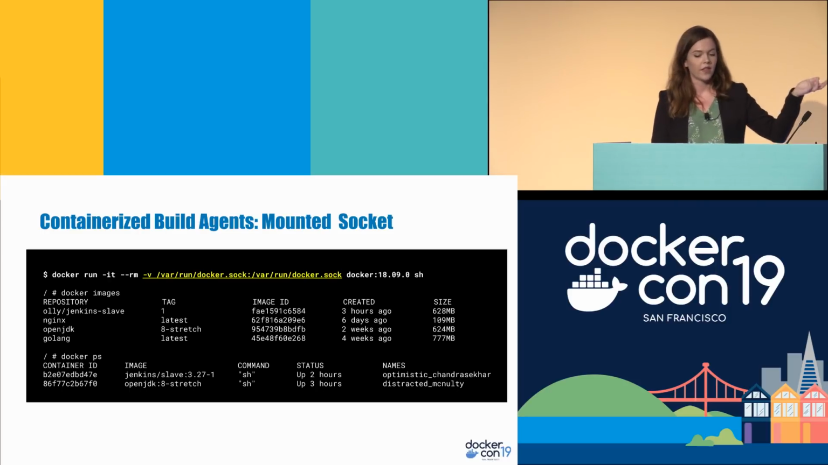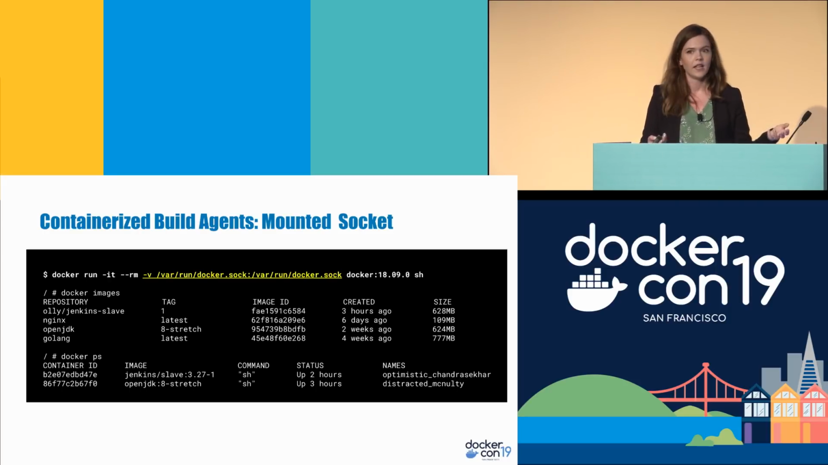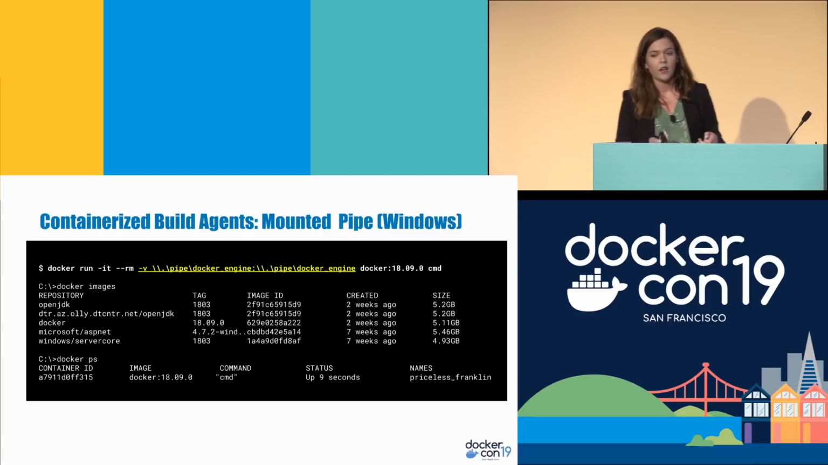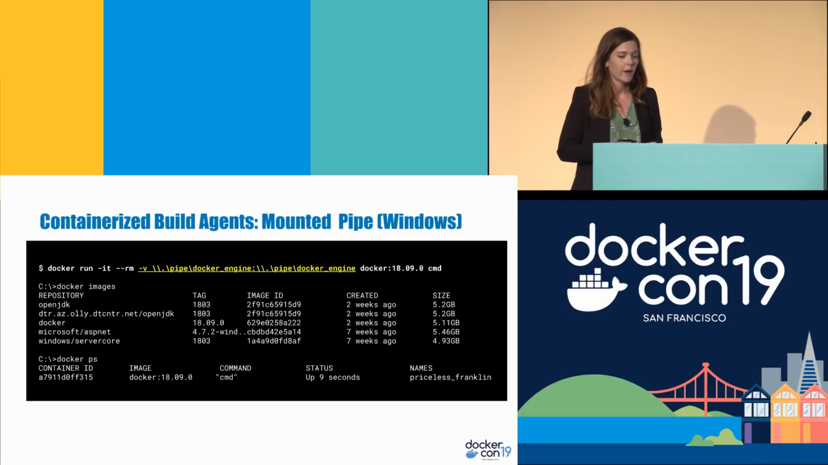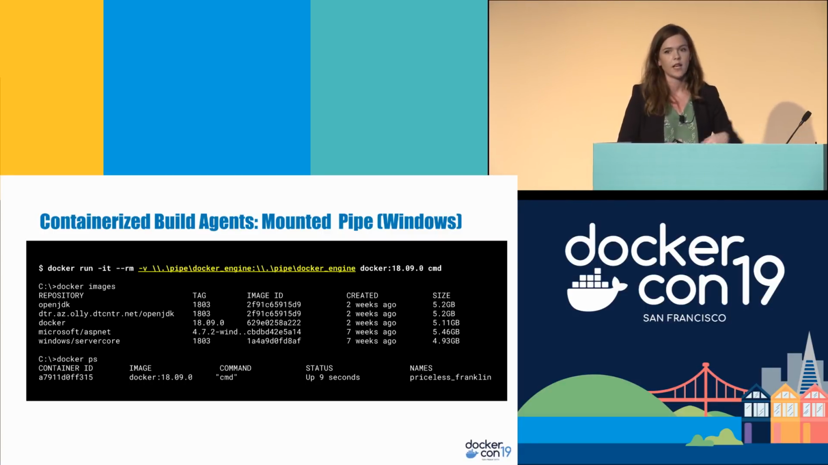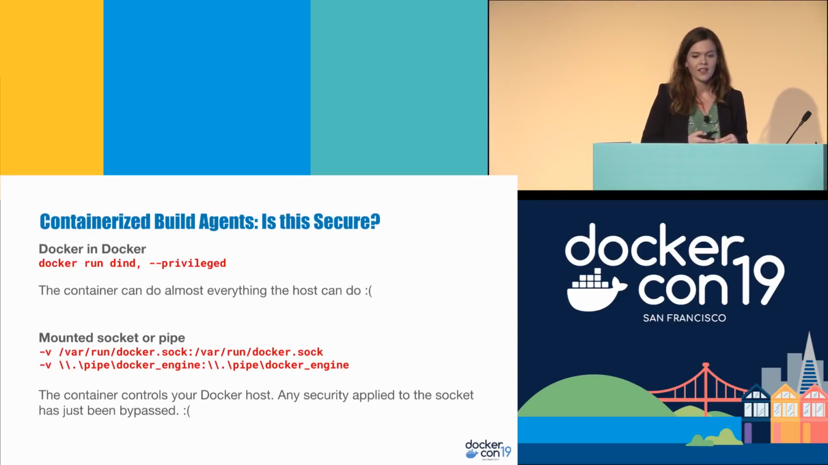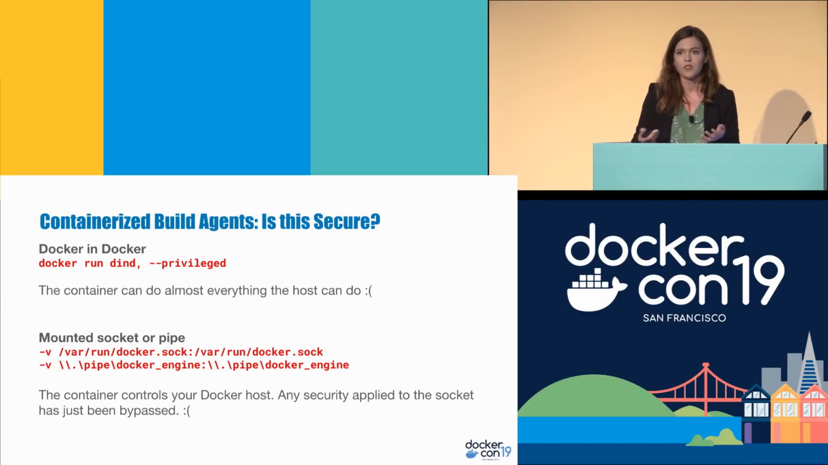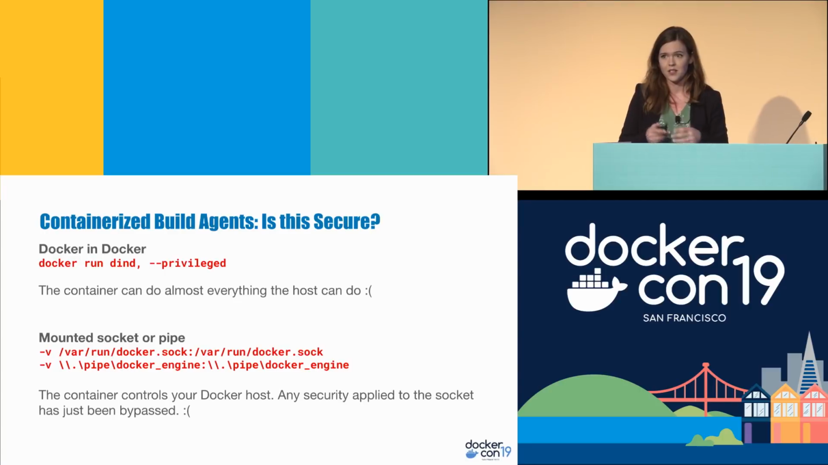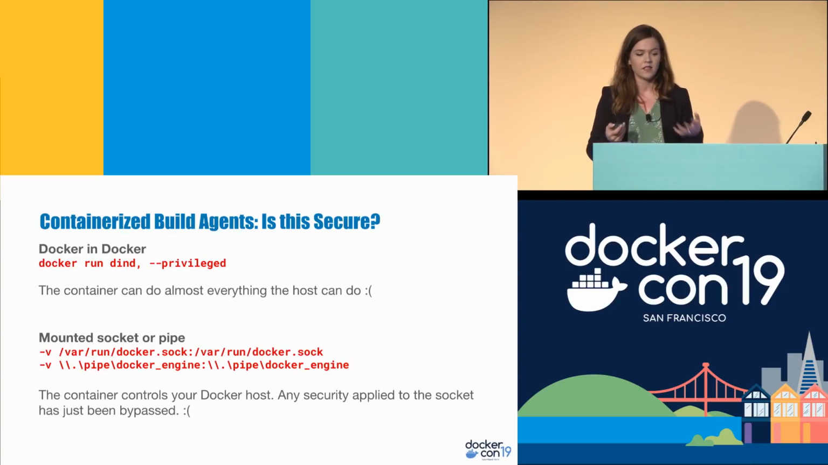I can run things like docker images, docker ps, and get output just as if I were natively interacting with the Docker daemon. On Windows, it's pretty similar. You're going to mount the pipe. Similar concept, just a slightly different syntax, but it's possible on both Linux and Windows. This comes to the security question. Is building an image in either of these strategies or either of these techniques secure?